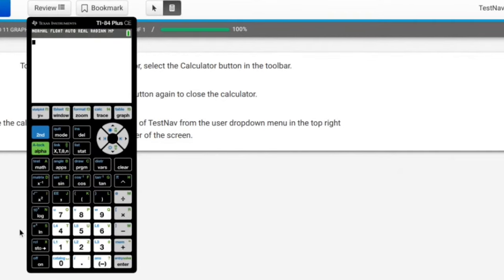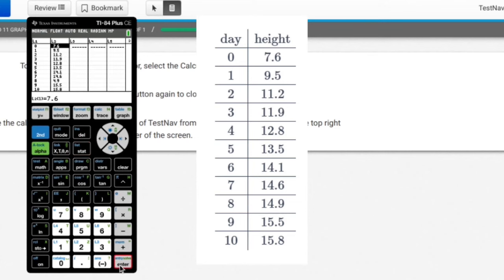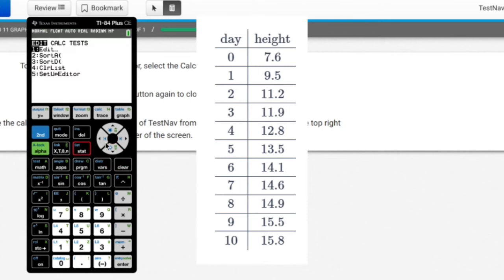All right. So in order to come up with an equation for this, we need to go to stat and go to edit. I already put the numbers in, so I don't think I made a mistake. But once your numbers are in, you're going to go to stat calc. Chances are we're going to need this equation for later. We're doing exponential regression, which is 0. So you can either hit 0 or you can go down to 0 and do exponential regression. Storing this is going to allow me to use it later.